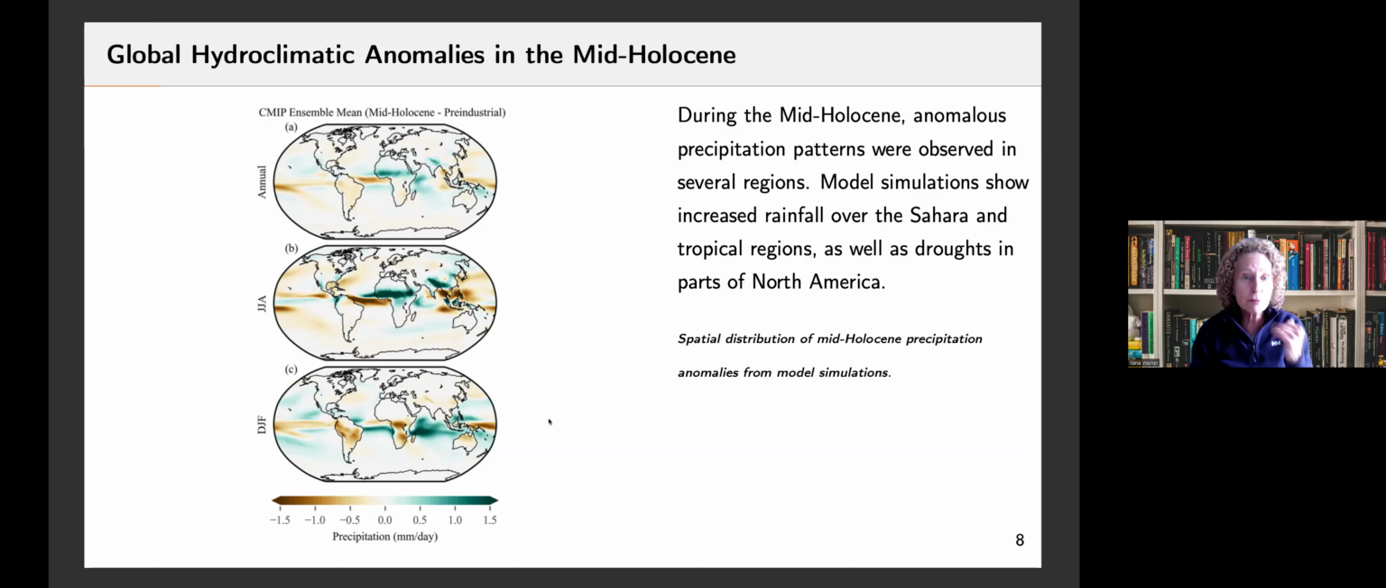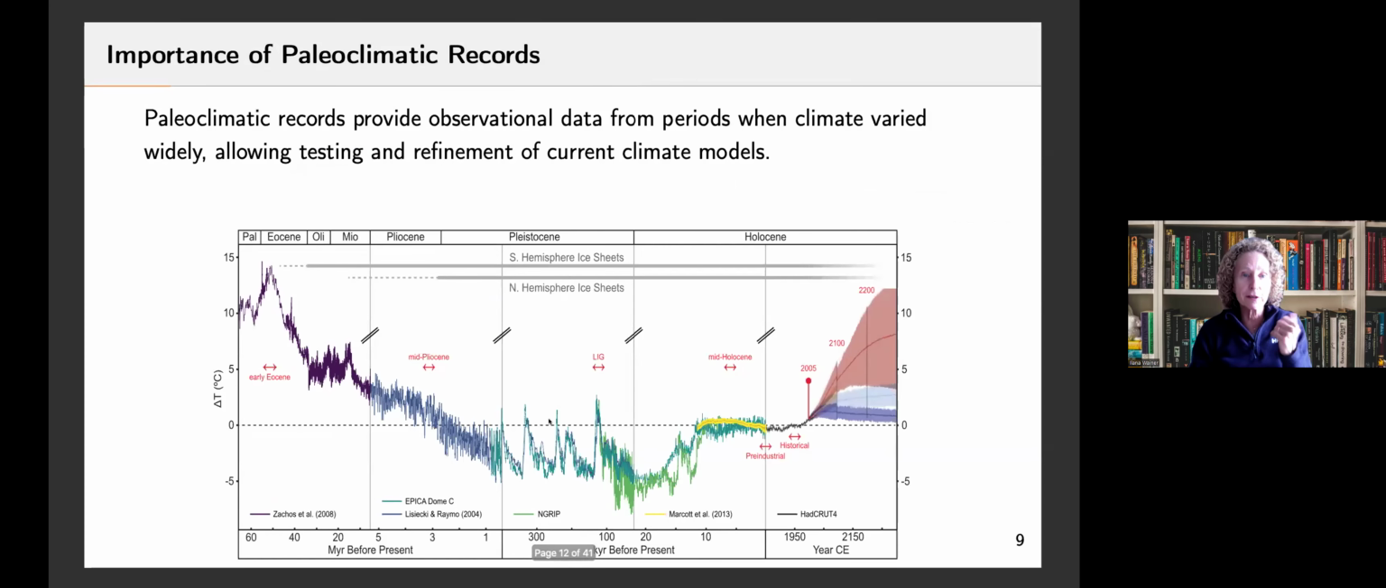So then we try to explore this a little bit more. And I must say, before I dive into the model results, that paleoclimatic records are extremely important. I'm showing over here just a curve that you have probably seen.